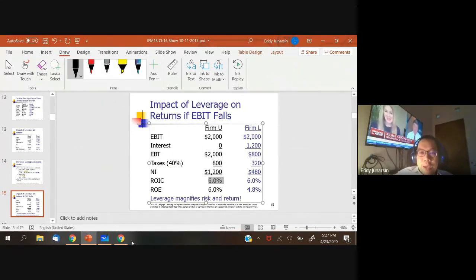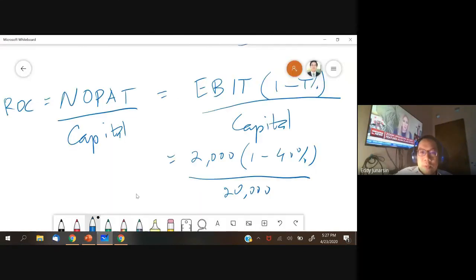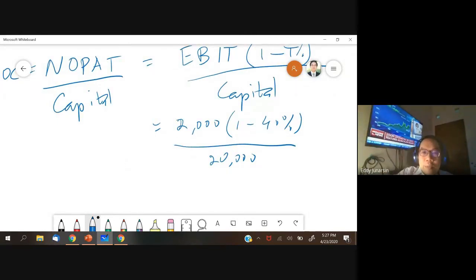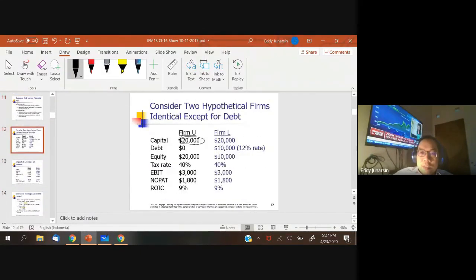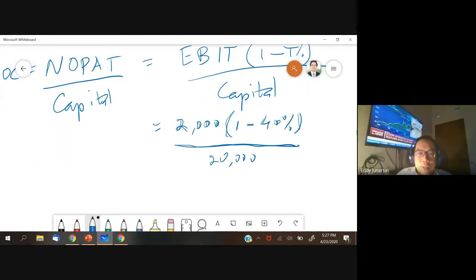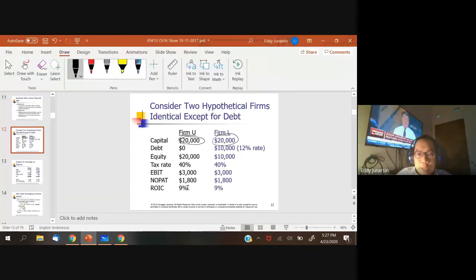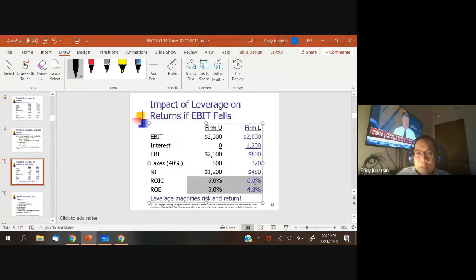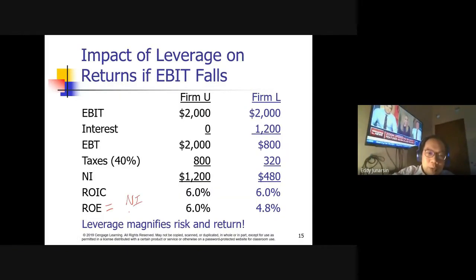What about firm L? From L, what is the EBIT? The operating profit is 2,000 also, right? So same thing for firm L. The EBIT is 2,000, multiplied by 1 minus the tax rate, divided by the amount of capital for firm L here. Same, right? 20,000. So exactly the same. So their return on capital would be the same, 6%. Both are the same, 6%. But what about the ROE, return on equity? So what is return on equity again? This is net income per equity. So the new net income here is 1,200.